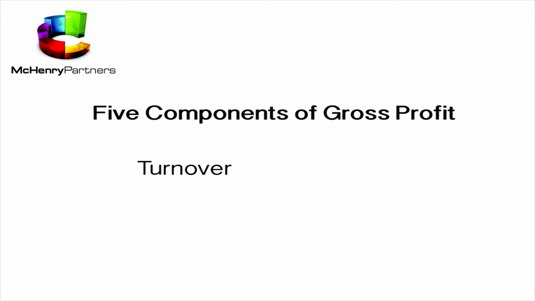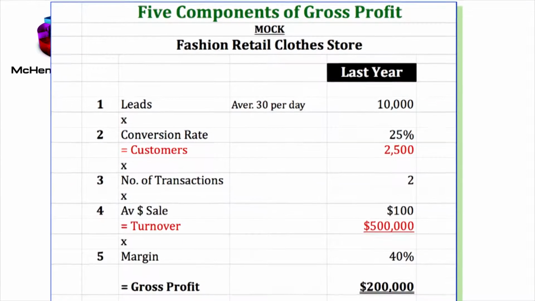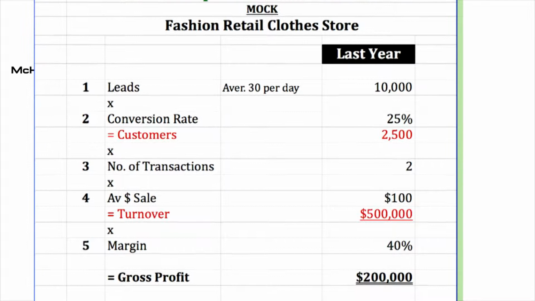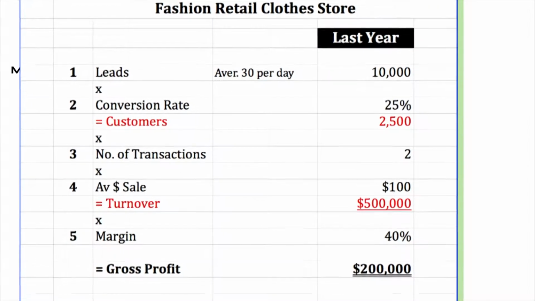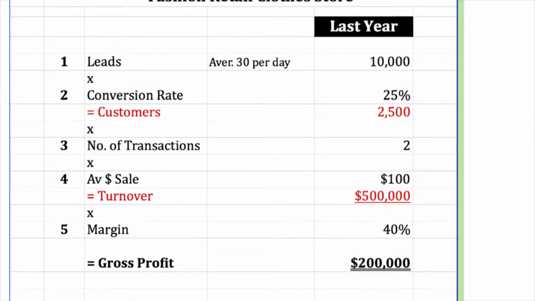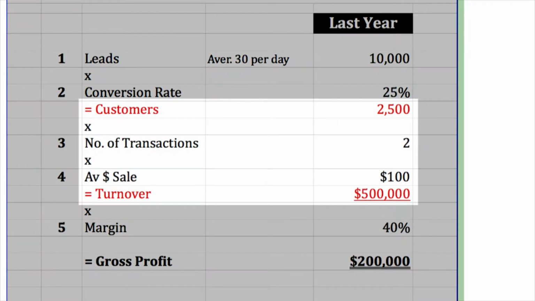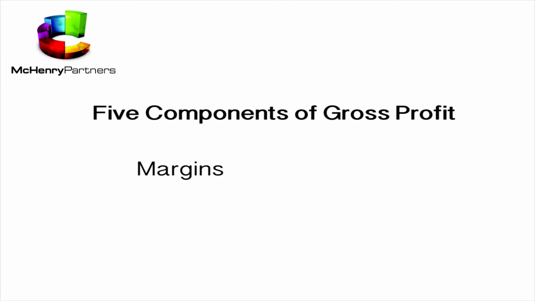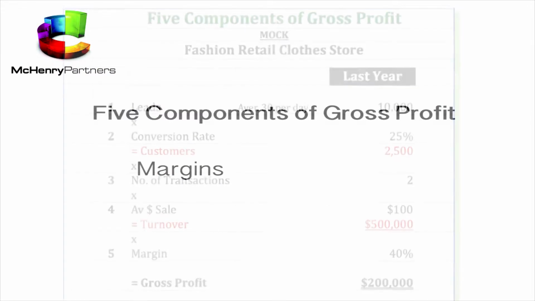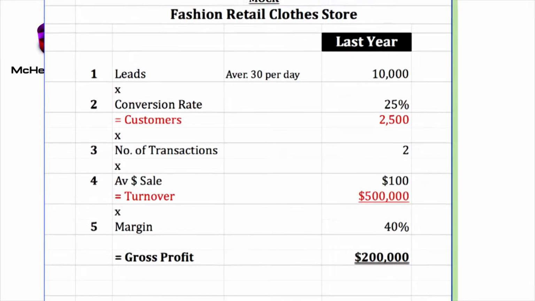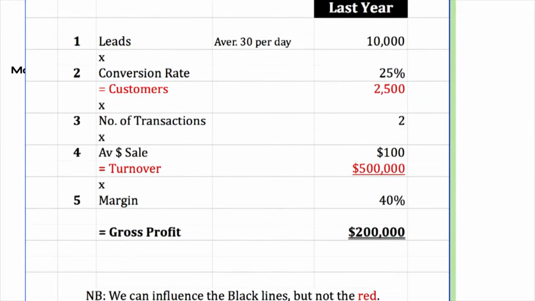Turnover. By multiplying the number of customers by the number of times on average they buy per annum, then multiplying by the average amount they spend with you each time, equates to your turnover. Put simply, customers by transactions by average dollar sale equals turnover. And in MOC's situation, this has generated sales of $500,000.